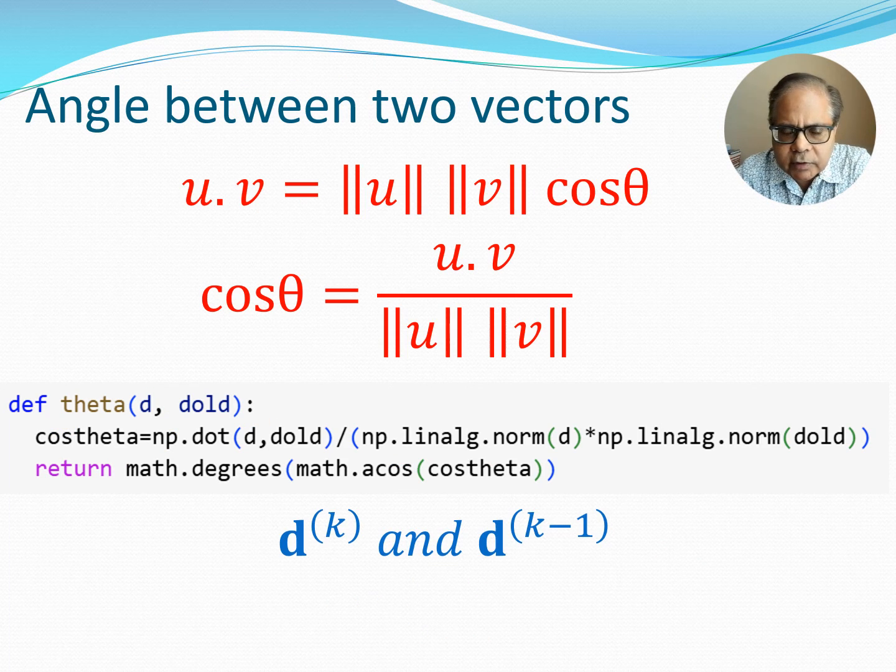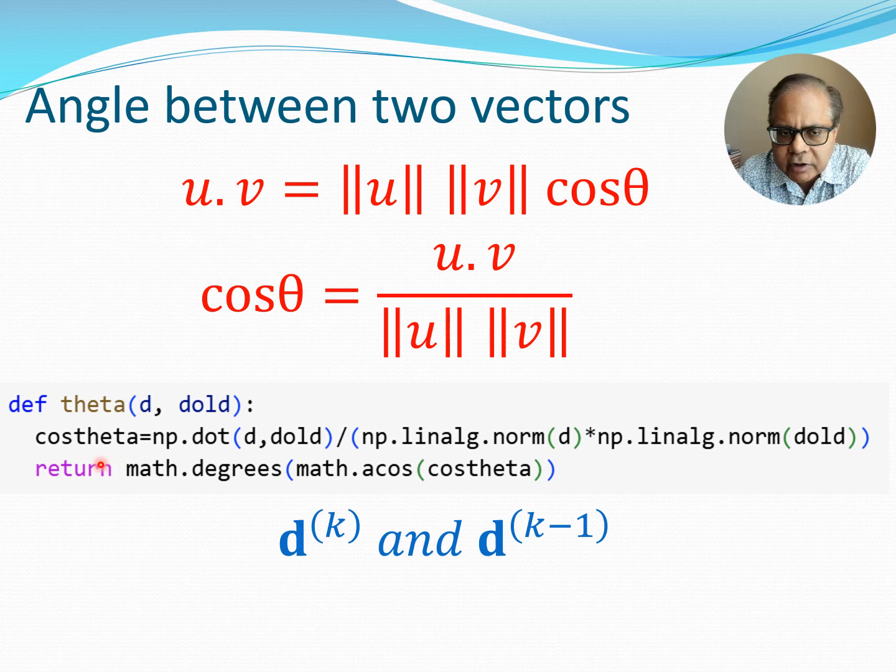Now we can use the definition of the scalar product or the dot product of two vectors to essentially get the value theta which is there between these two vectors. For example, if we have vectors u and v, the dot product is defined as norm of u into norm of v into cos theta. So I can write cos theta in terms of this simple expression in red. Now if we want to code this in Python, we can define a function. We can call this function theta, and it can take two vectors, let us say d and d old, and return the value of theta. So what I do is I first simply code in this formula here.